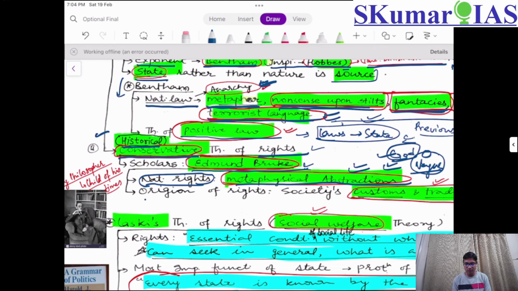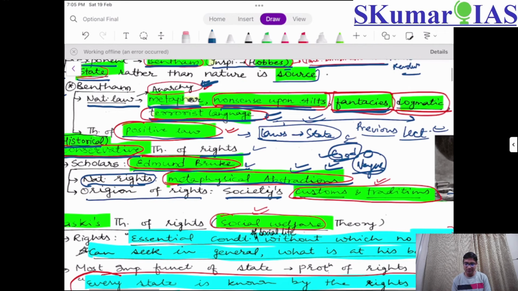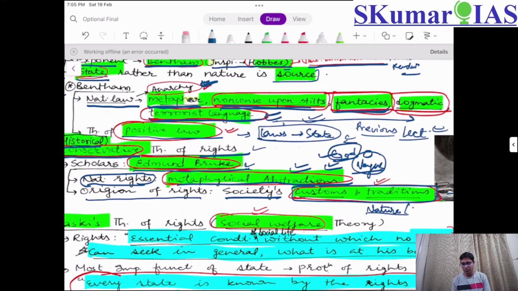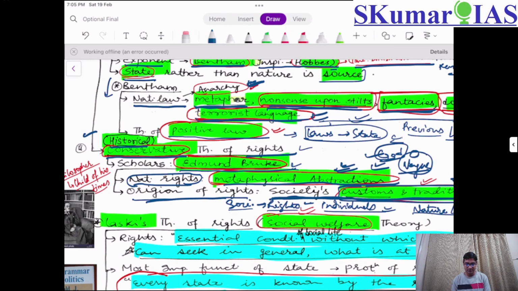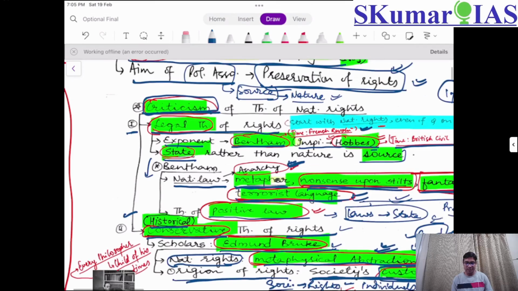We do not understand them. And the origin of rights, they say, lies in the society's customs and traditions. There is no nature or God, they say. Nature or God are very abstract and vague ideas. So the origin of rights is society's customs and traditions, because societies recognize the rights of individuals. That's why natural rights are just metaphysical abstractions. So that completes our criticism of natural rights.